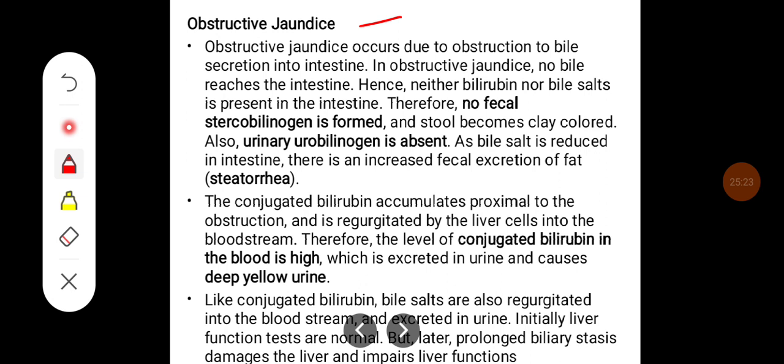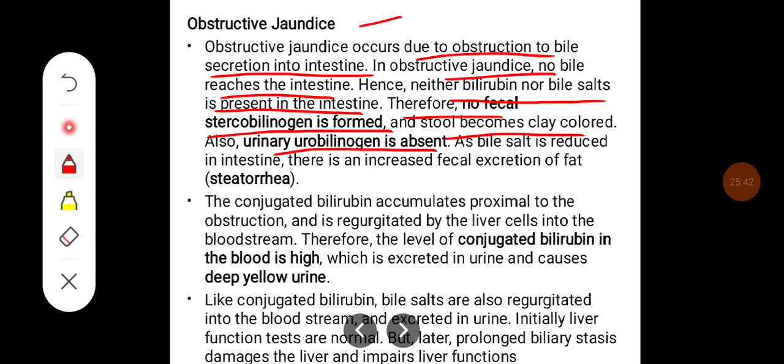Obstructive jaundice. Obstructive jaundice occurs due to obstruction to the bile secretion into the intestine. In obstructive jaundice, no bile reaches the intestine. Hence, neither bilirubin nor bile salt is present in the intestine. Therefore, no fecal stercobilinogen is formed. The stool becomes clay colored. Also, urinary urobilinogen is absent. As bile salts are reduced in the intestine, there is an increased fecal excretion of fat, that is steatorrhea.